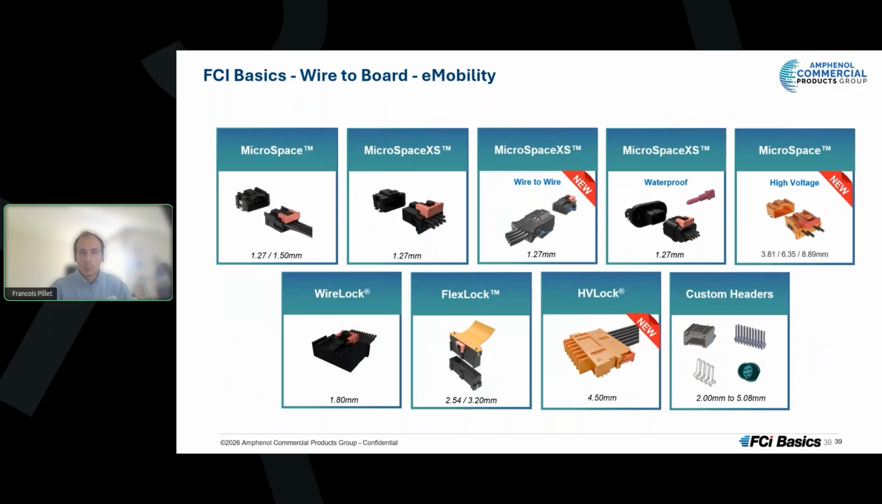Finally, the e-mobility range wire-to-board is one of our flagship portfolios, which is more and more involved in factory automation with the growing number of robots and cobots that operate alongside the automated line. So please feel free to reach out to our technical team if high vibration requirements are to be considered. There might already be an existing solution for you.